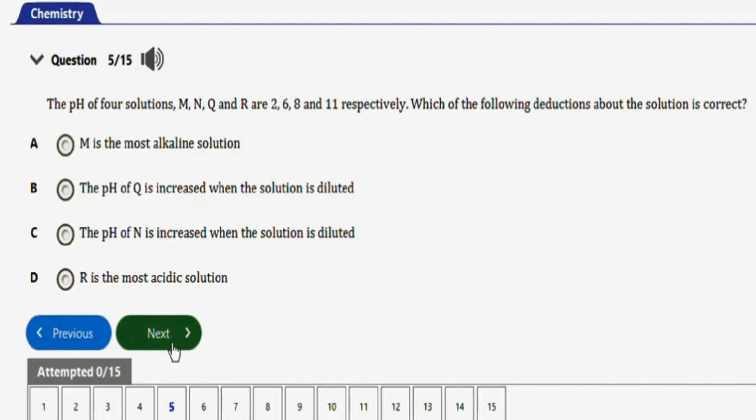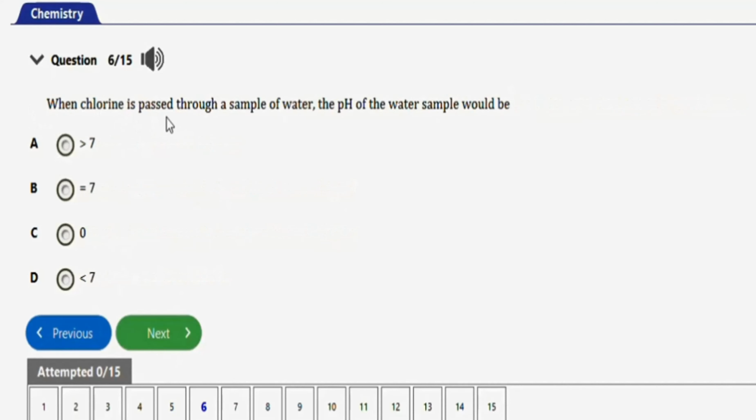The next question with this one says, when chlorine is passed through a sample of water, the pH of the water sample would be, so it will be less than 7, because when chlorine reacts with water, you're going to have hydrochloric acid as one of the outputs. Hydrochloric acid is acidic, which is less than 7. So the pH of an acid is less than 7. Right option is option D.